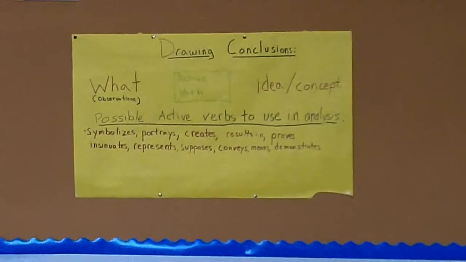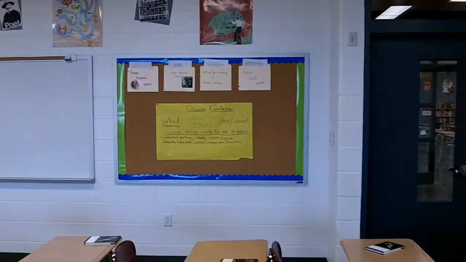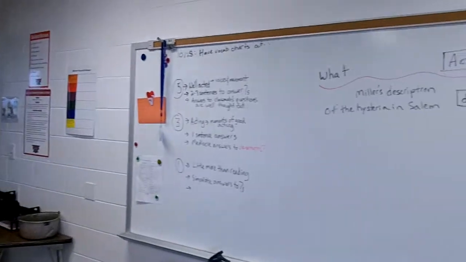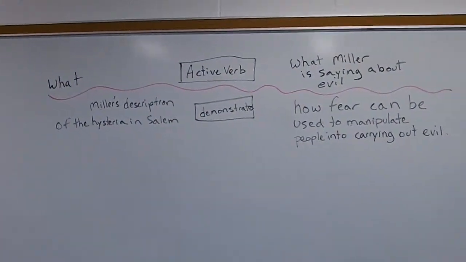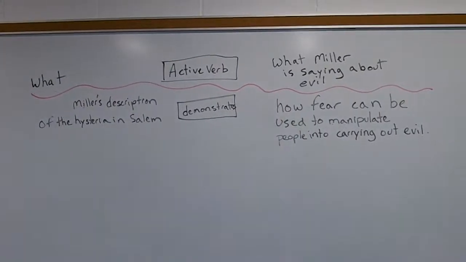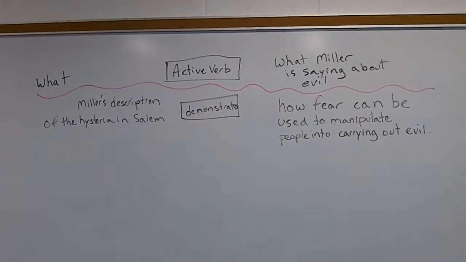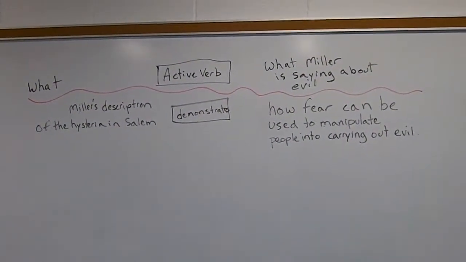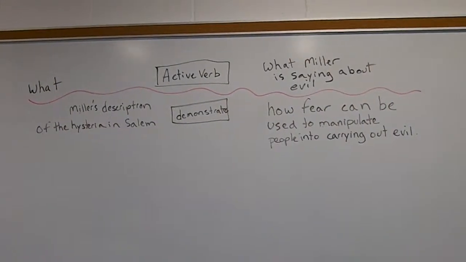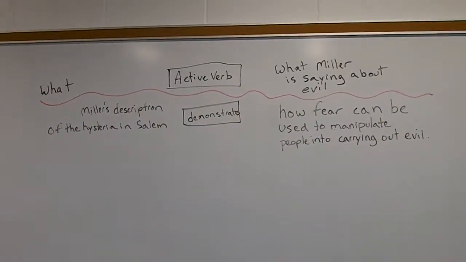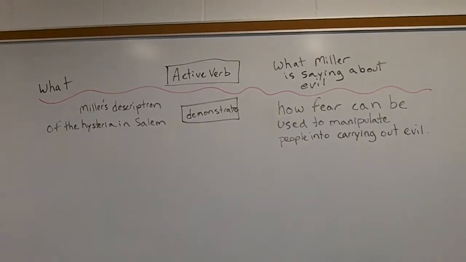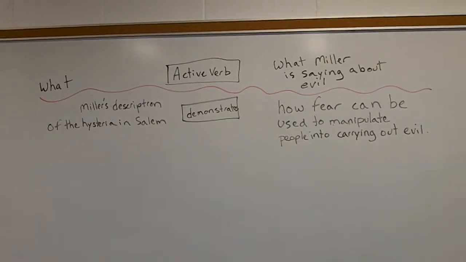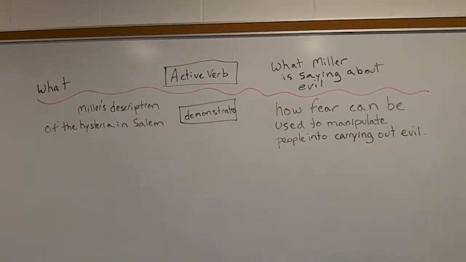So now we're going to turn to the board, and we're going to look at what I have done to create a claim. So there you see that I have the what on the left, the active verb in the middle, and then instead of saying idea concept, I put in what Miller is saying about evil. So above that red squiggle is kind of the cookie cutters, the little different components of your claim.